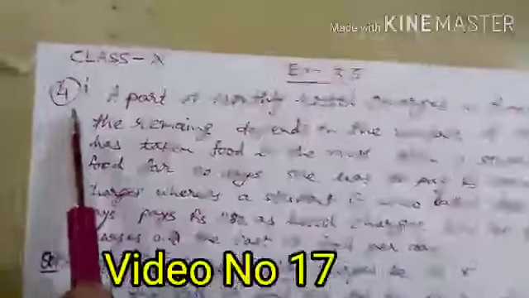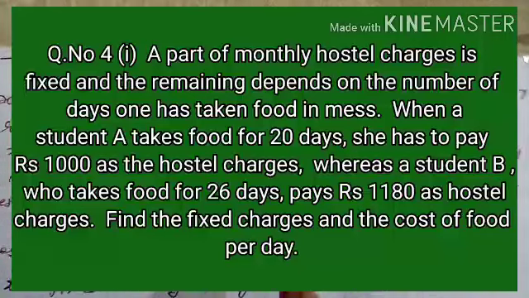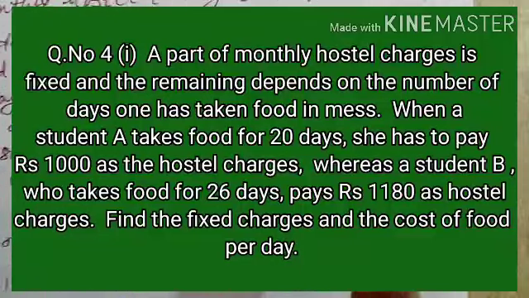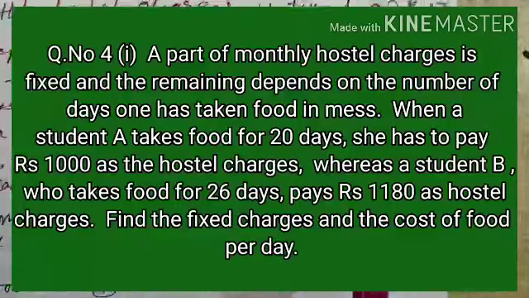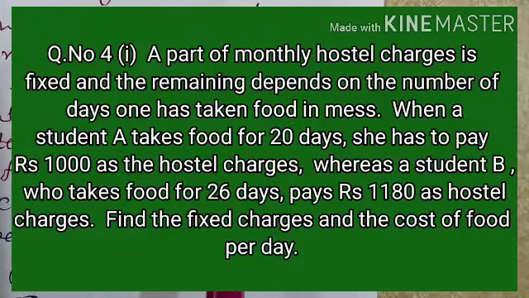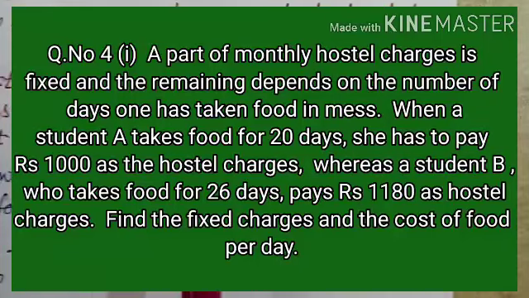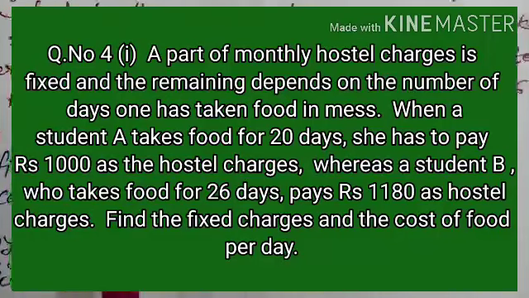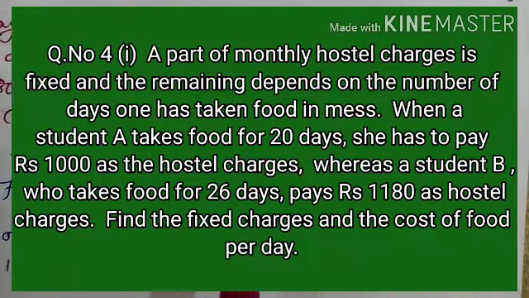So let's see question number 4 and first part. A part of monthly hostel charges is fixed and the remaining depends on the number of days one has taken food in the mess. When a student A takes food for 20 days, she has to pay rupees 1000 as hostel charges. Whereas a student B who takes food for 26 days pays rupees 1180 as the hostel charges. Find the fixed charge and the cost of food per day.